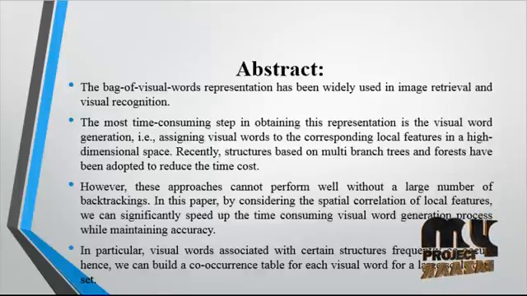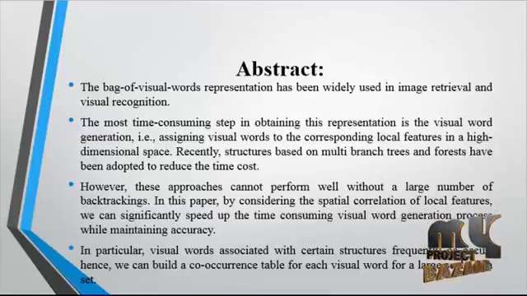Recently, structures based on multi-branch trees and forests have been adapted to reduce the time cost. However, these approaches cannot be performed well without a large number of backtracking. In this paper, by considering the spatial correlation of local features, we can significantly speed up the time consuming visual word generation process while maintaining accuracy.